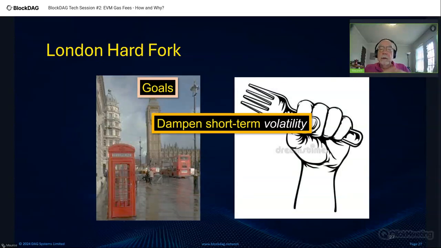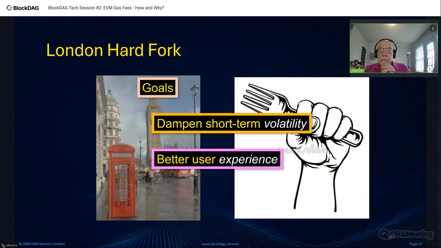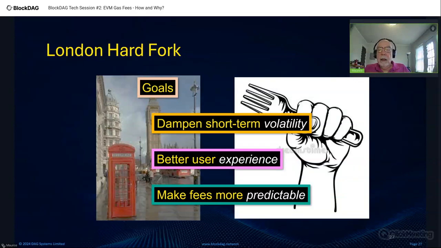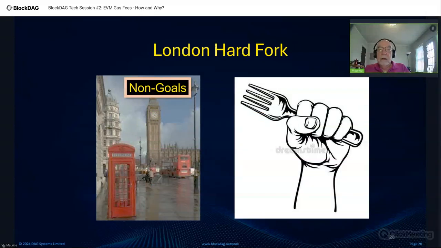It increases user aggravation. And the goal was to give a better user experience so that you could remain calm when you're using Ethereum. And in particular, you want fees to be more predictable. Fees can change. In fact, fees must change, but there's a bound on how quickly they can change so that you can predict in the short term how much you'll need.